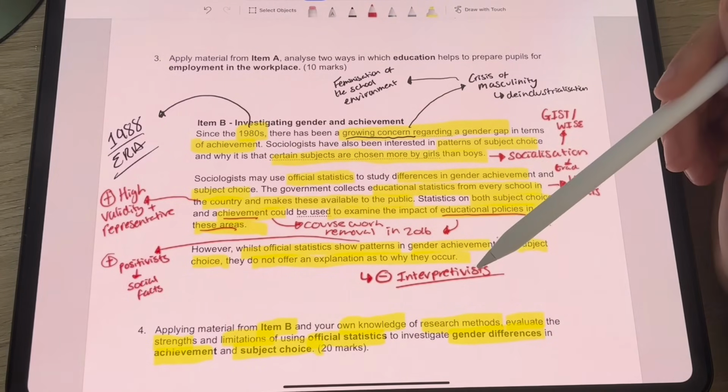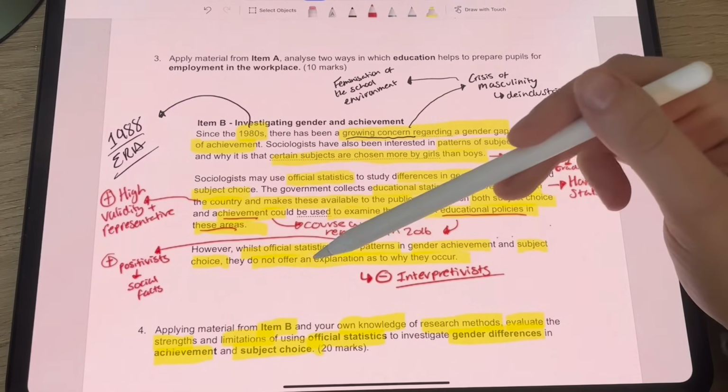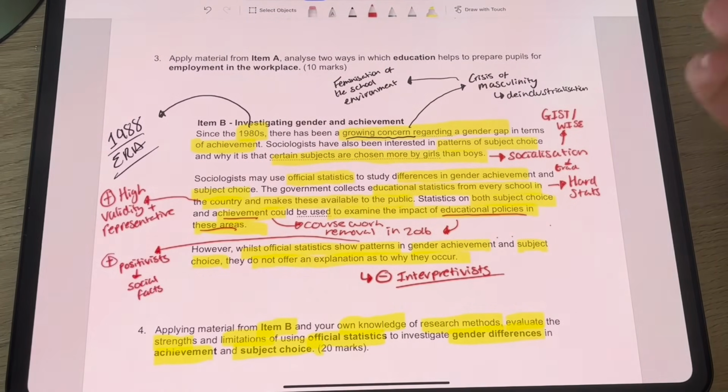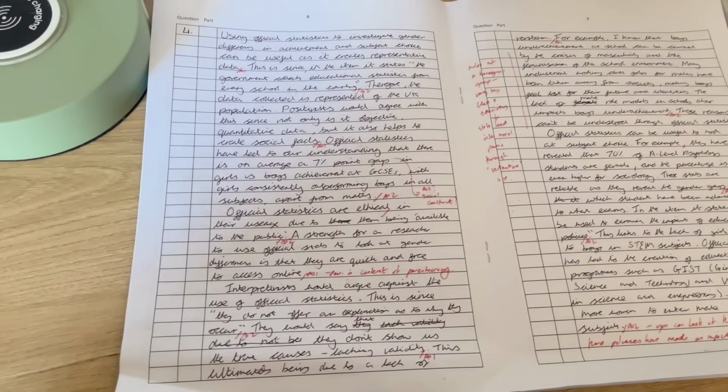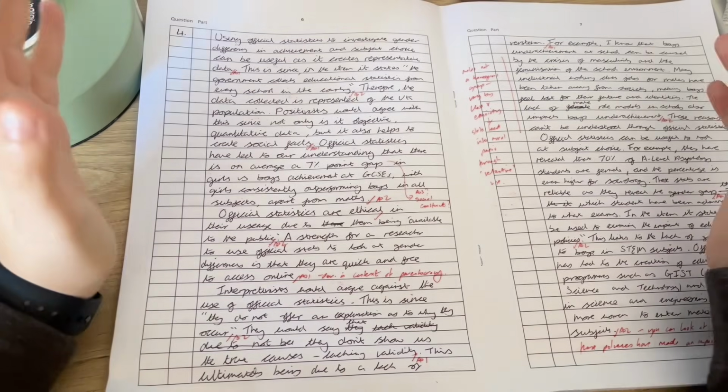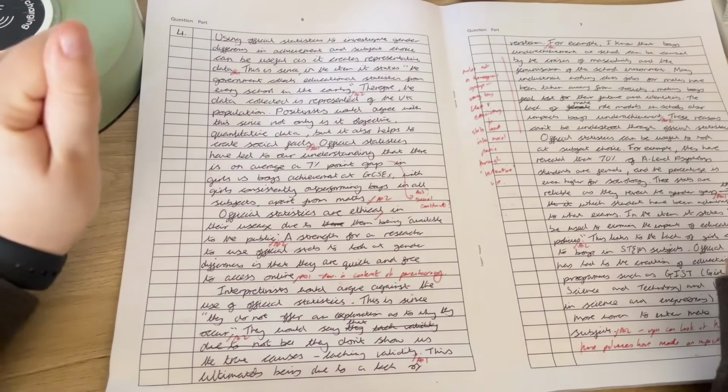A criticism of it is interpretivist, because it does not offer an explanation. Again, it's that empathetic understanding and Verstehen. So now I'm going to show you the answer that I wrote. I'm not really sure what I'm doing here because I don't know how to explain method in context, as I'm not the best at it myself. This was done in exam conditions, so obviously it's going to be rough and not perfect.